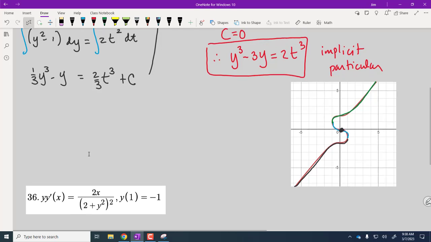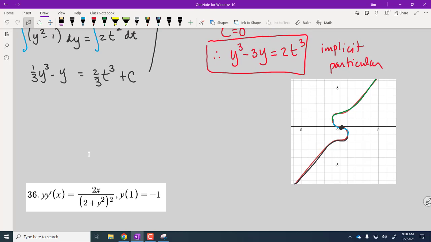So that's what it means to have an implicit solution. We just can't isolate y and get an explicit representation of the function part of the relation that satisfies the initial value problem. So we cannot isolate y, so we leave it as implicit.